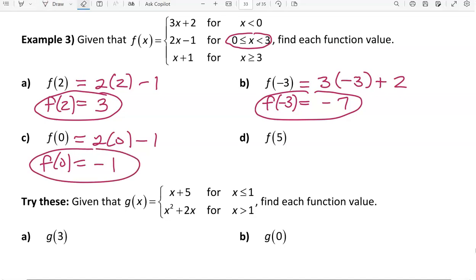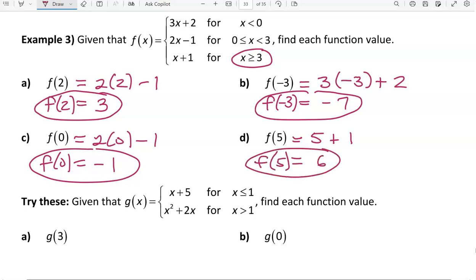And lastly, f of 5. So 5 is a number that is greater than or equal to 3. So we're going to use f of x equals x plus 1. So f of 5 equals 5 plus 1. And that means that f of 5 is equal to 6.